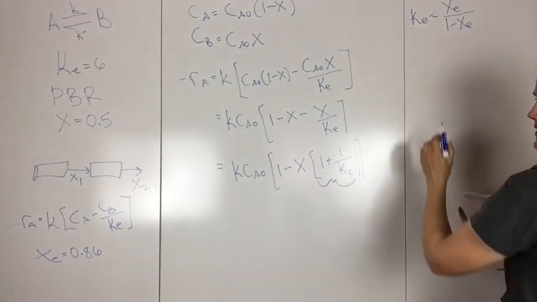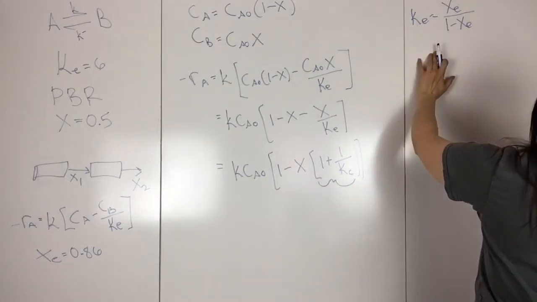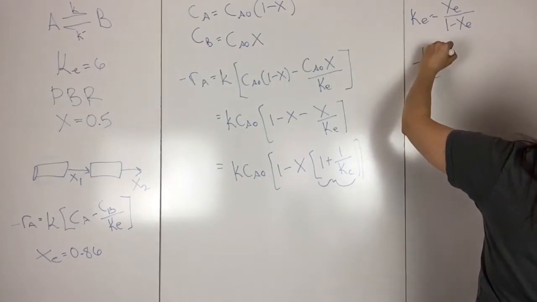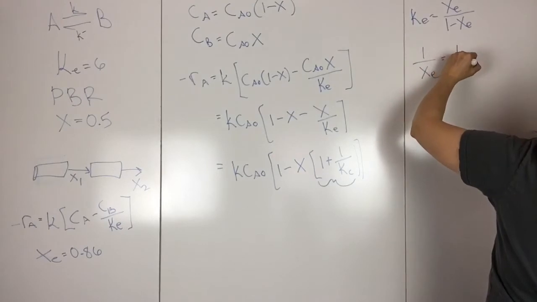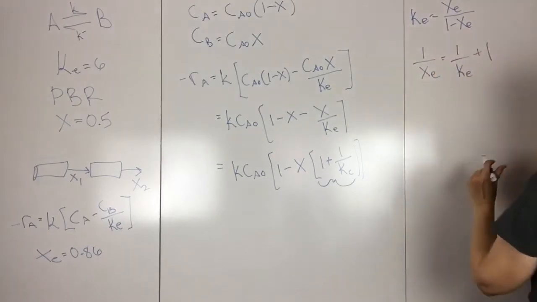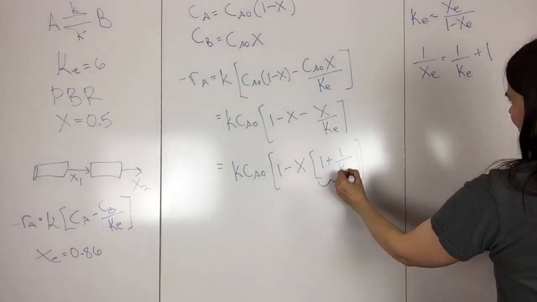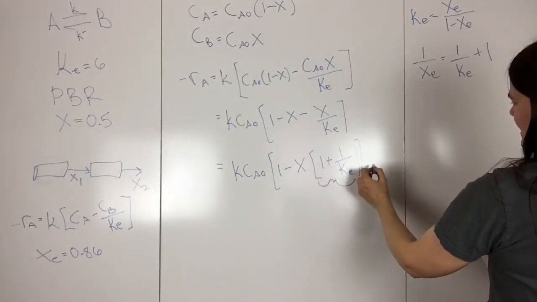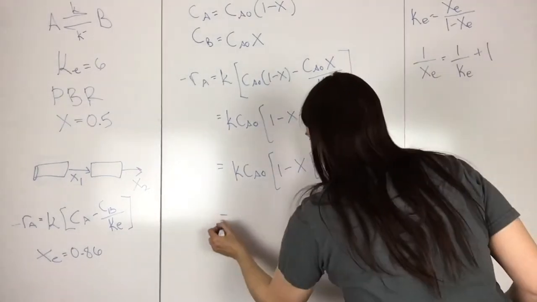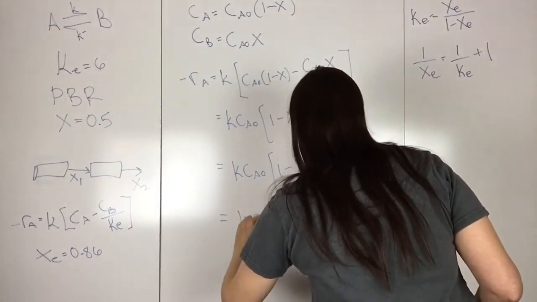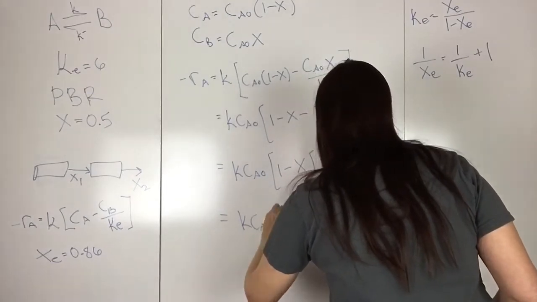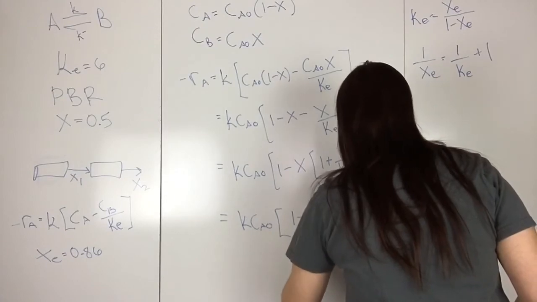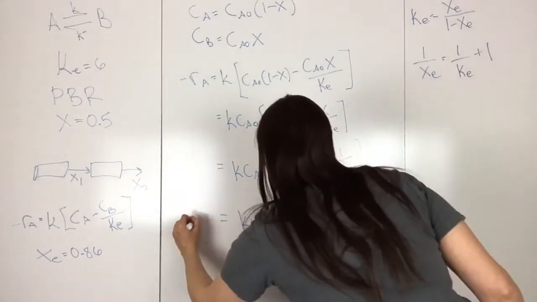So we can just do some algebra, and if we rearrange this equation, we end up with 1 over Xe is equal to 1 over Ke plus 1, which looks like this. So then we can plug the 1 over Xe into this equation. So then if we do that, we get k Ca naught (1 minus x over Xe). And that's the rate.